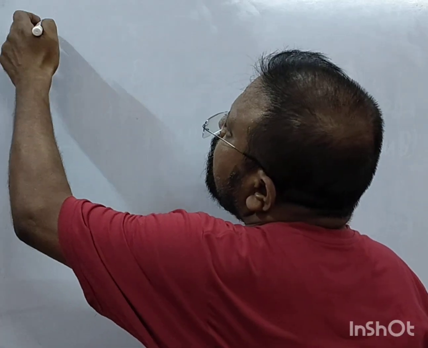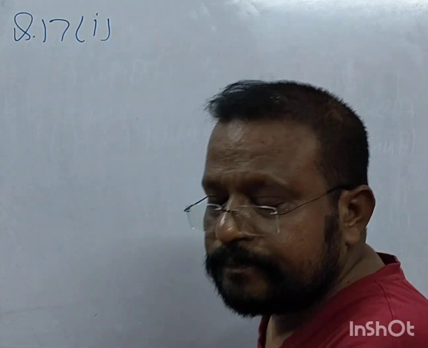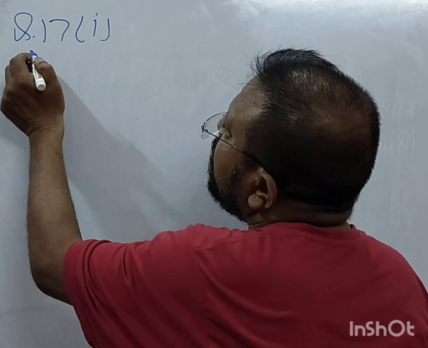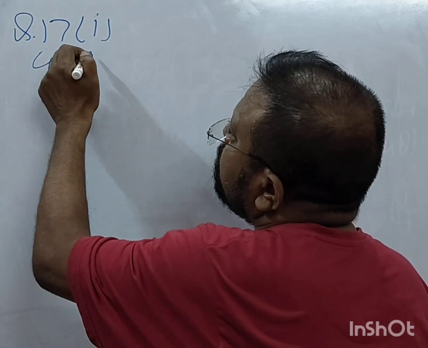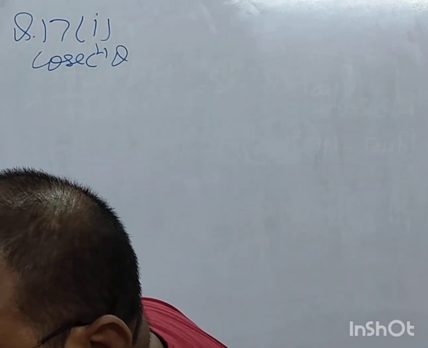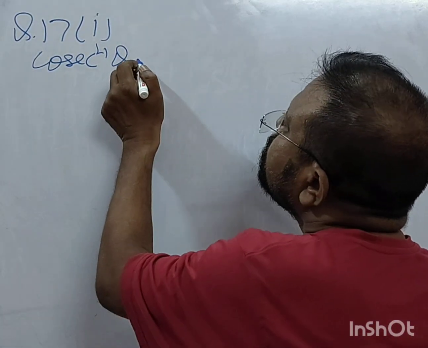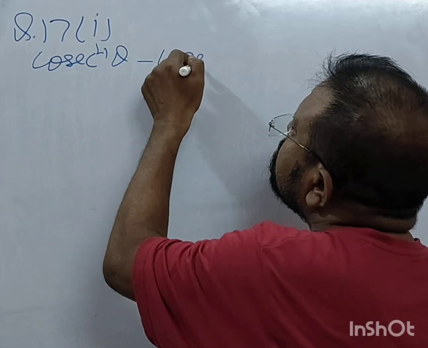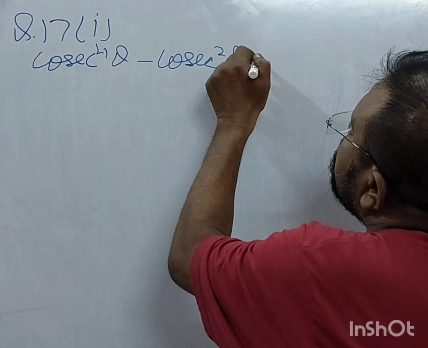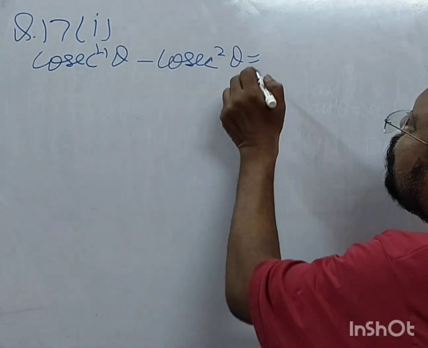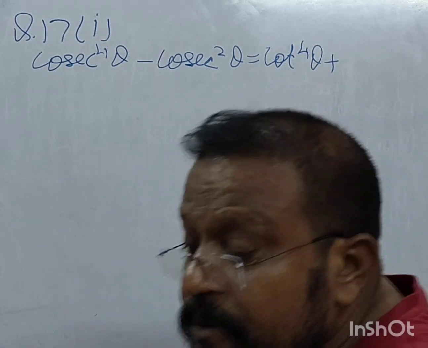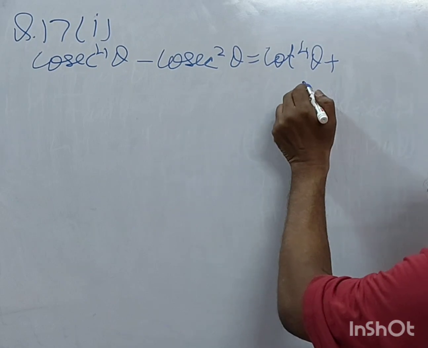Question number 17, part 1. That is cosec raised to the power 4 theta minus cosec square theta is equal to cot raised to the power 4 theta plus cot square theta. Is it?